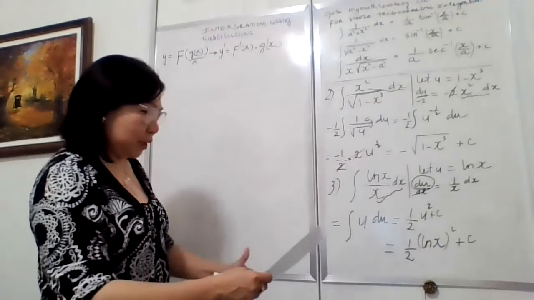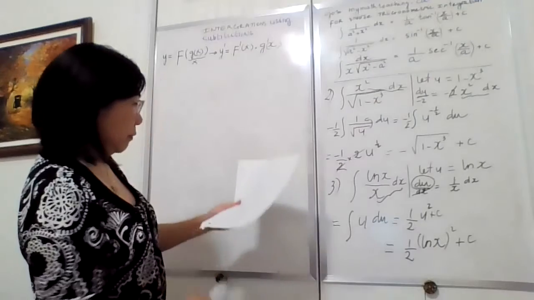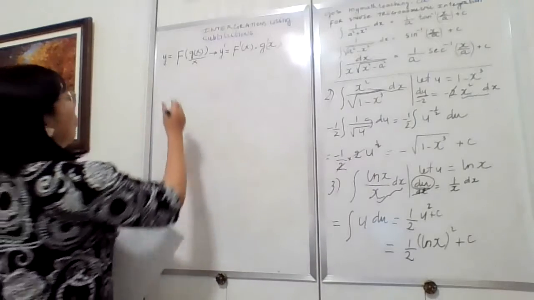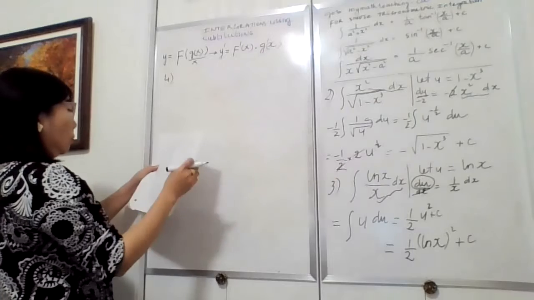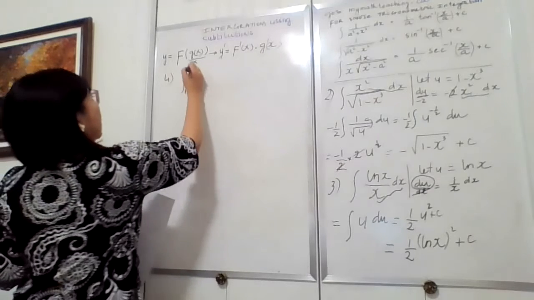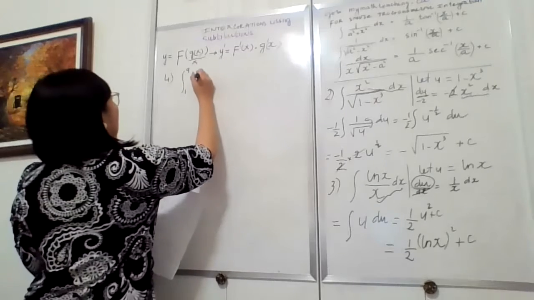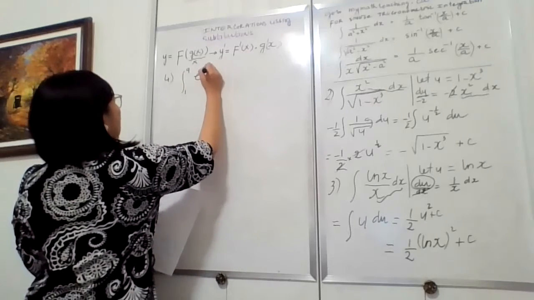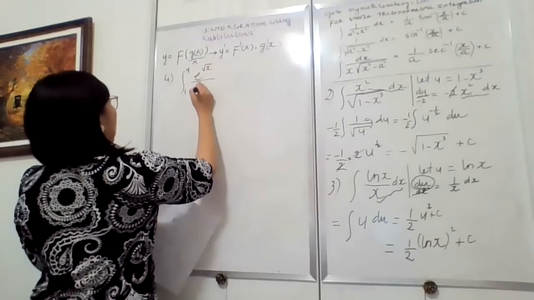Okay, so let me get back to the next question. So we have number 3, now we do number 4. In number 4, now I'm talking about evaluating the integral from 1 to 9, right? And we have a weird function, e to the square root of x over square root of x.